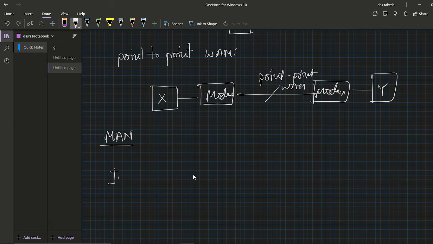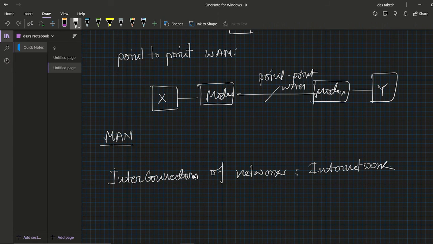So now our topic is interconnection of networks. Okay, this is also known as internetwork. Okay, so as we see, there are different types of network structure like LAN, MAN and WAN.